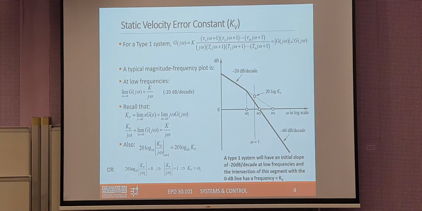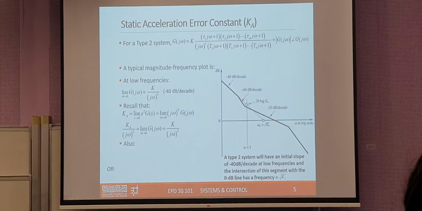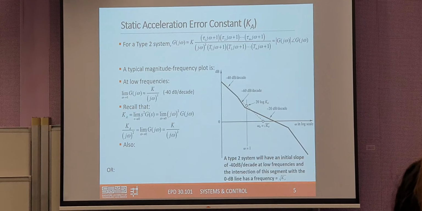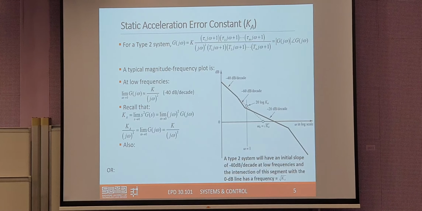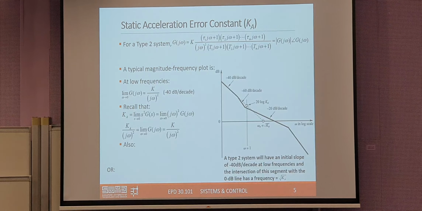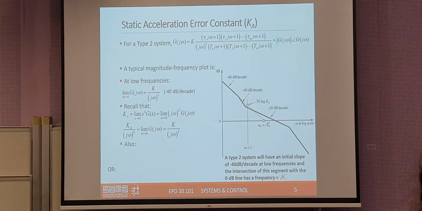The last one that we will go through is the type 2, where there are two poles at the origin. Right? And in that case, your initial slope is no longer minus 20, it's actually minus 40 dB per decade. Okay, so all type 2 systems will have an initial slope of minus 40 dB per decade. Once you can sketch this, then you know.